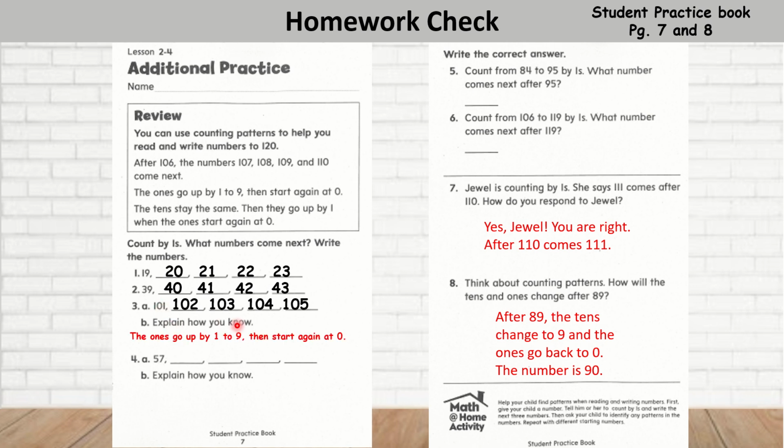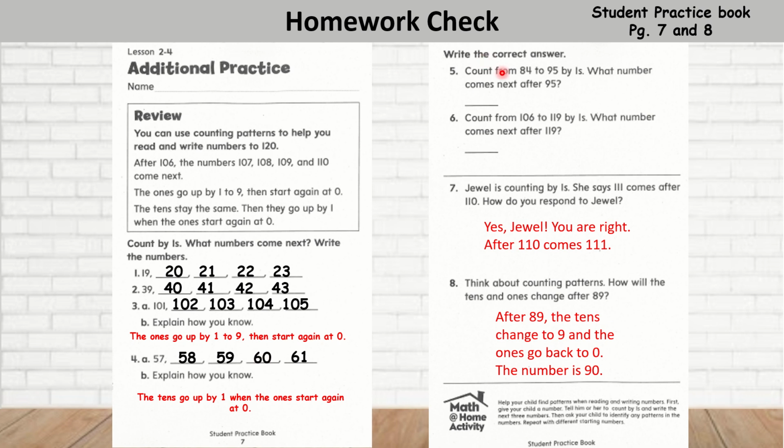Explain how you know. How do we know the pattern? The ones go up by 1 to 9, then start at 0 again. Question 4, 57, 58, 59, 60, 61. Explain how you know that that's the pattern. How do you go from 59 to 60? Remember, the pattern repeats. The 9 turns to a 0. The 5 is added one more to it, so it becomes 60. The tens go up by 1 when the ones start again at 0.